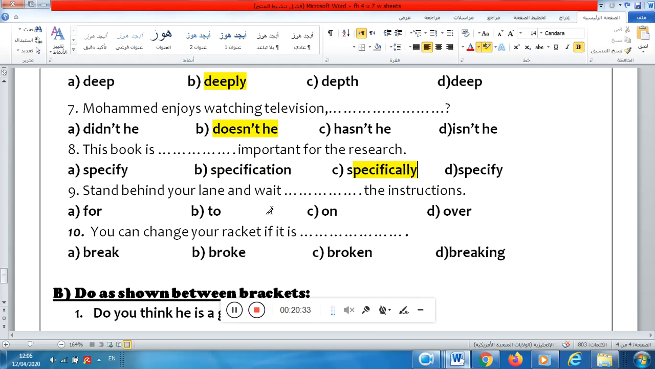Stand behind your lane and wait instructions. What do we wait for? We wait for instructions. What do you think? Yes, we wait for instructions. Wait is followed by the preposition for. You can change your racket if it is what? If it is broken.